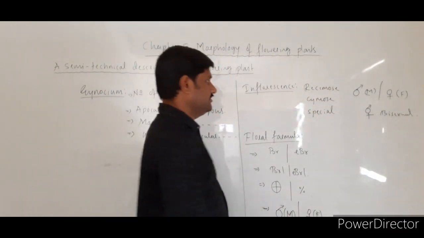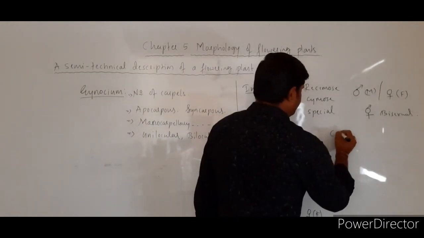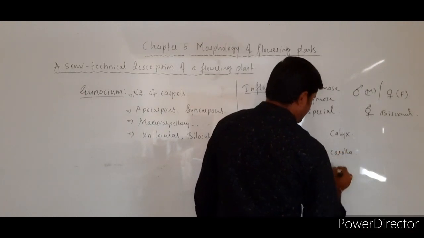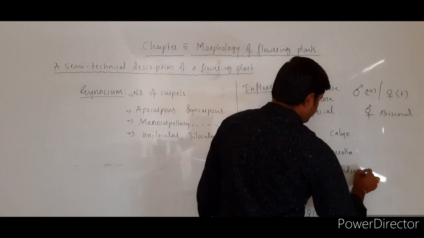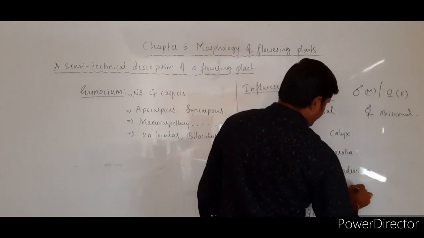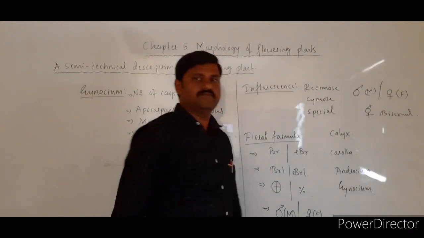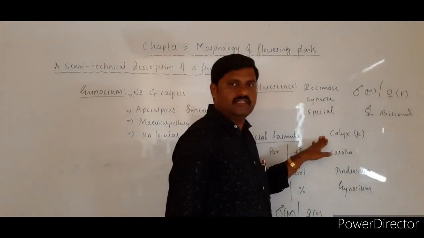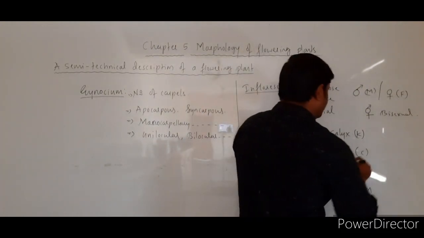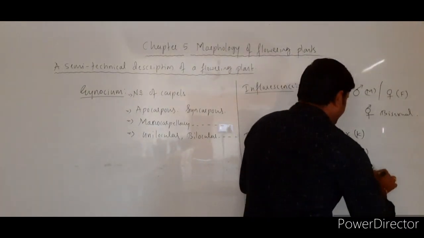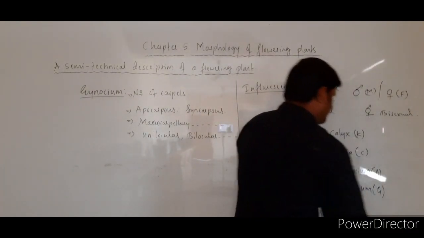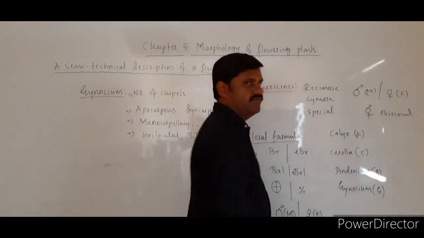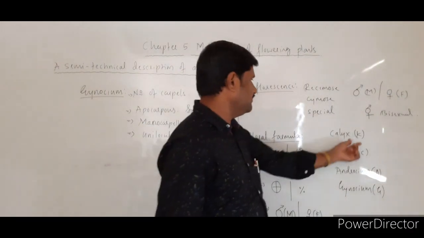Then the next important things are floral parts like calyx. How to indicate the calyx, how to indicate the corolla, how to indicate the androecium as well as the gynoecium. All these floral parts are very important. Calyx is indicated by K. Corolla is indicated by C. Androecium is indicated by A. Gynoecium by G.